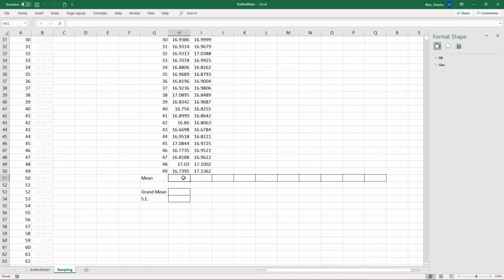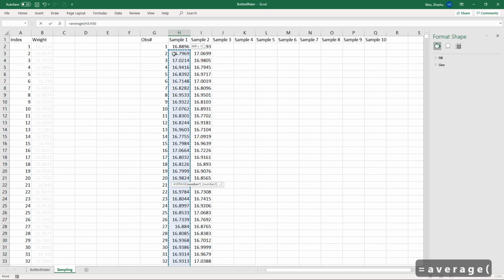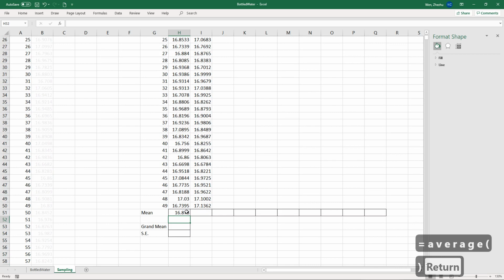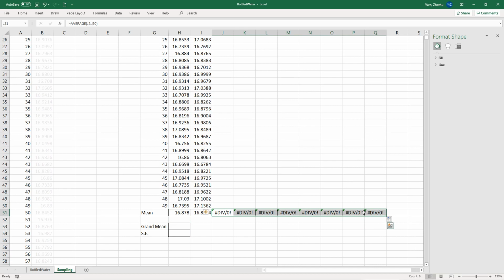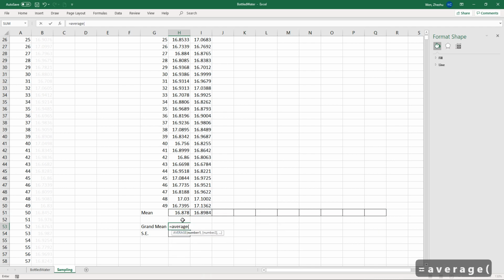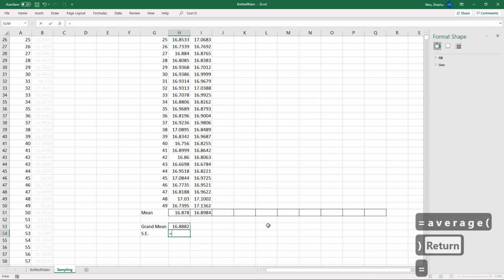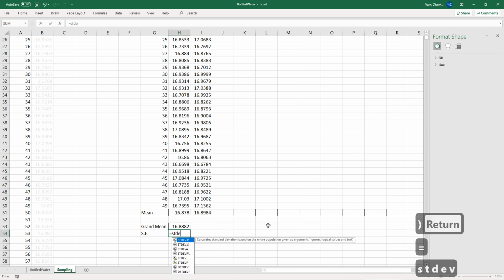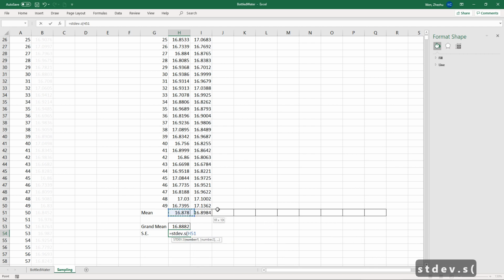For each group of samples, you can calculate the average. For this one, you can just do it like this, and then you do that to all 10 of them. When you have 10 samples presented above, you eventually have all these cells filled with the sample averages. The grand mean is basically the average of all the averages you have obtained. And the standard error is the standard deviation of all your sample means. That's basically what standard error is.